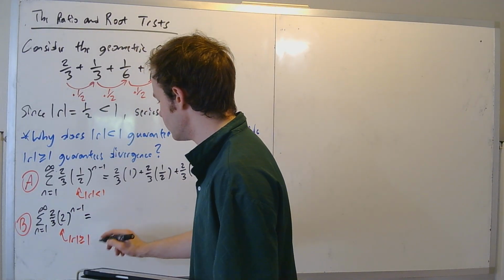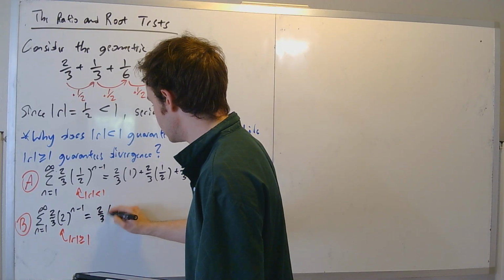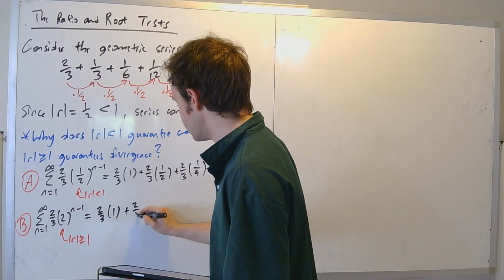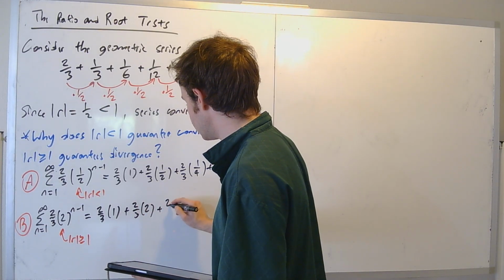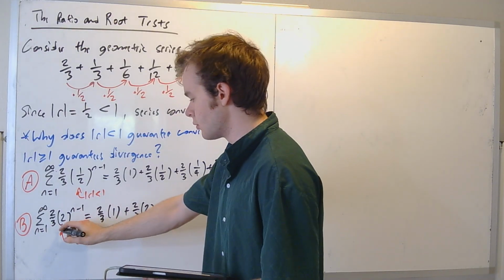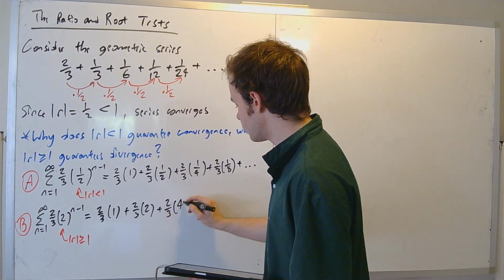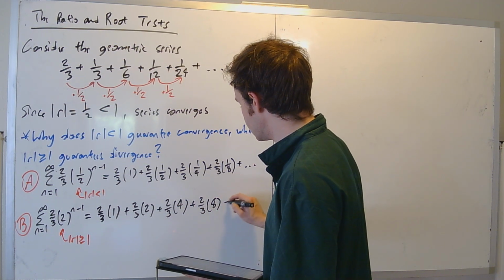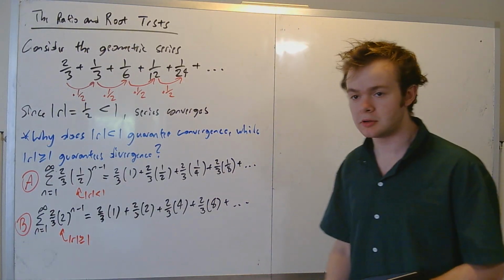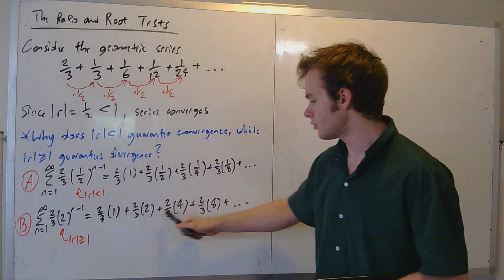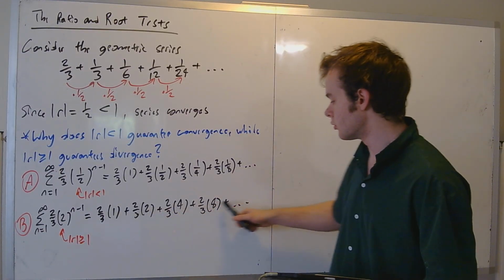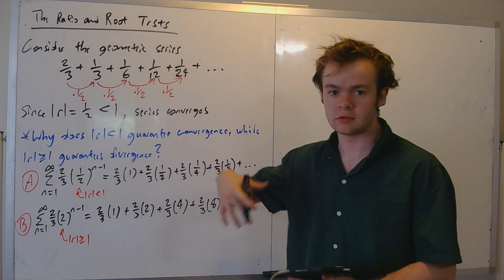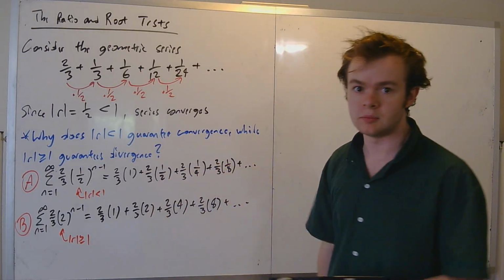So if we plug in n equals 1, we're going to get 2/3 times 1. If we plug in n equals 2, we're going to get 2/3 times 2, and then 2/3 times, each time we're multiplying it by 2, so times 4, plus 2/3 times 8, and so on. So you can see what's happening here is these terms just keep getting bigger. As you go towards infinity, as you keep adding infinitely many of these, your number is going to just start exploding. You're going to get a very, very big number.